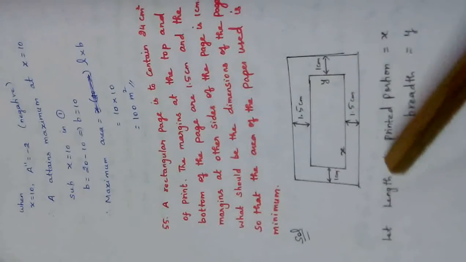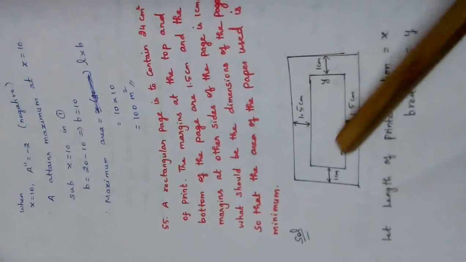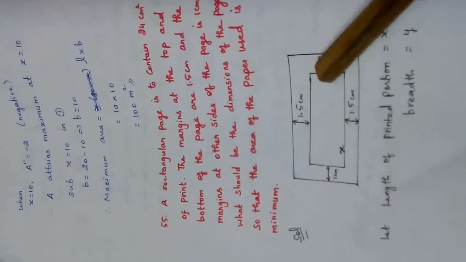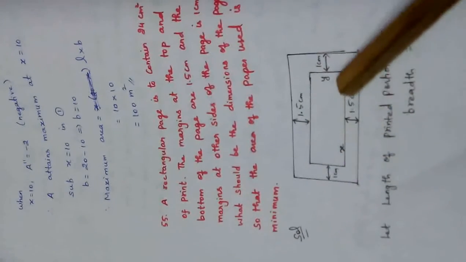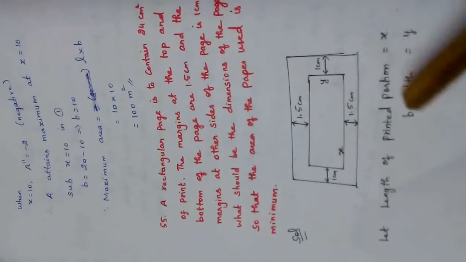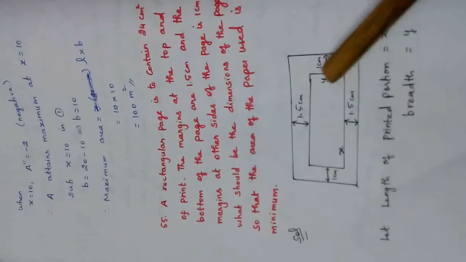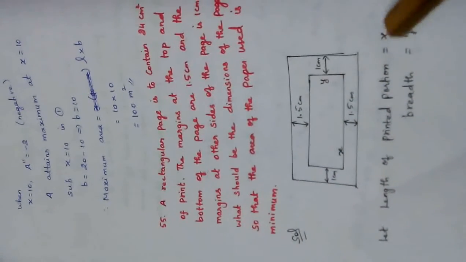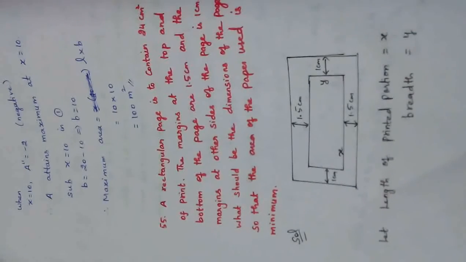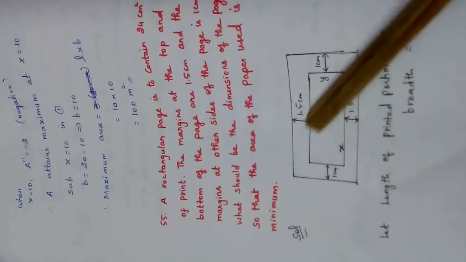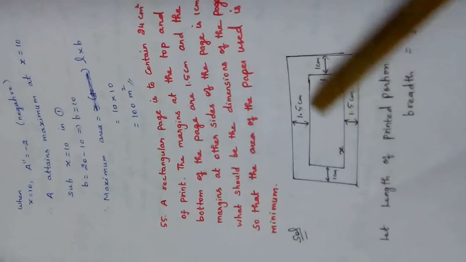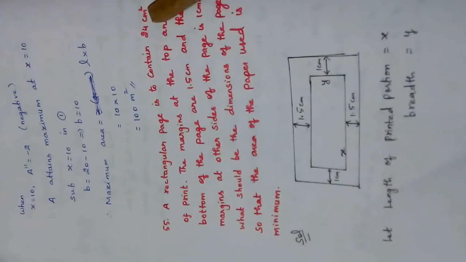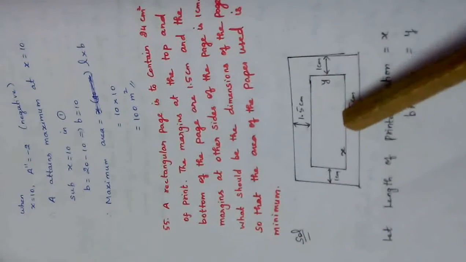So first we are taking the length of the printed portion. This in-between portion, that is the inner rectangle, is called the printed portion, the length of which is taken as x and the breadth is taken as y. Breadth means this length. This is x, this is y. That is what is written here. Therefore, what will be the area? Area of this rectangle is length into breadth, x into y, which is given as 24 centimeters square. Yes or no?